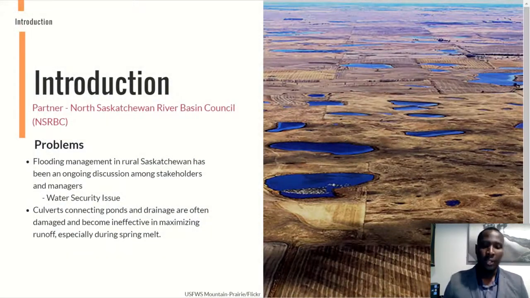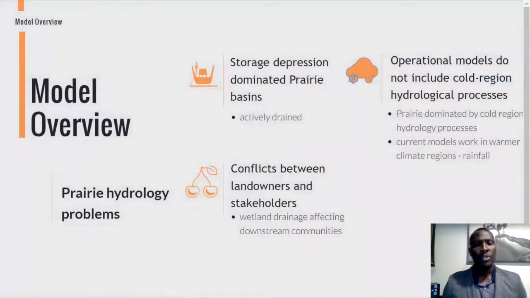So earlier this year, our partner group, North Saskatchewan River Basin Council, NSRBC, came up with an idea that we could create a flood management and modeling tool for communities, farmers, managers, and stakeholders, and show them the importance of managing culverts. So the first step was understanding prairie hydrology problems.